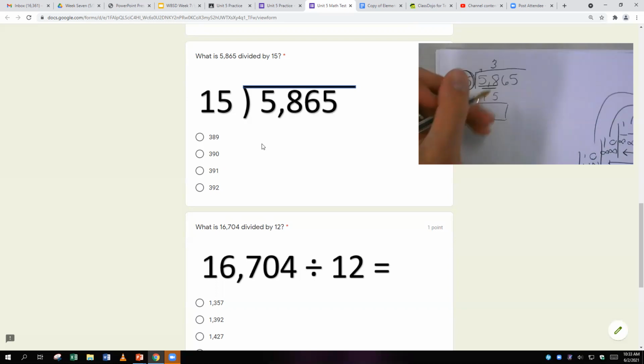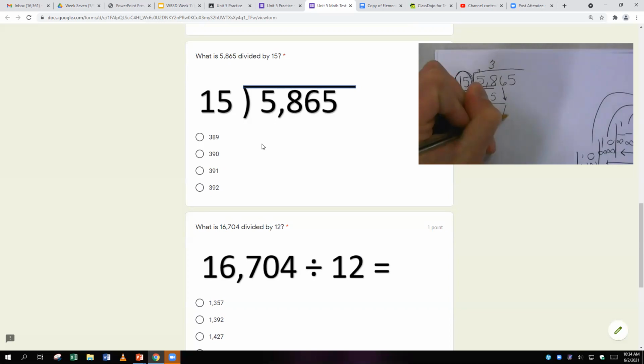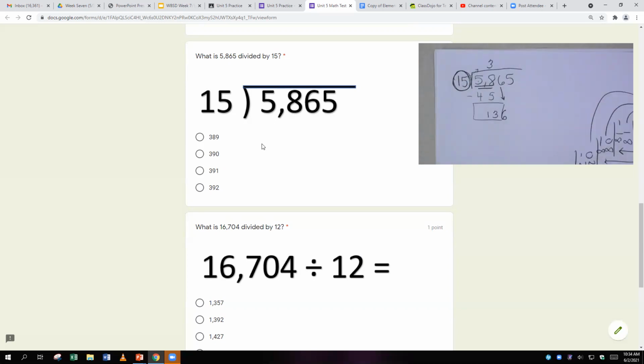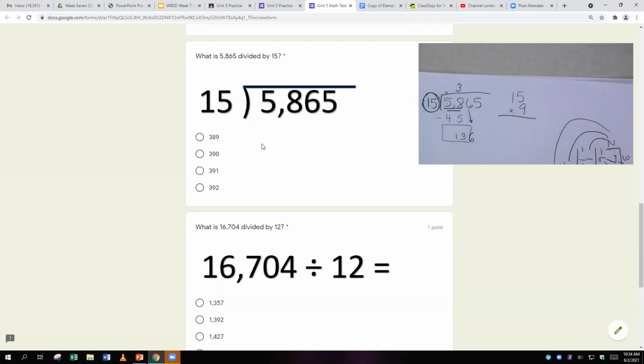So let's see. 8 minus 5 is 3. 5 minus 4 is 1. Oh, perfect. There's 13 left. I couldn't make another group of 15 from 13. So now I can bring down my next number to go with it. It's a 6. I know 15 times 10 is 150, so it's got to be close to 10. Let's try 9. So I'm going to check over here to see if 9's a good one.